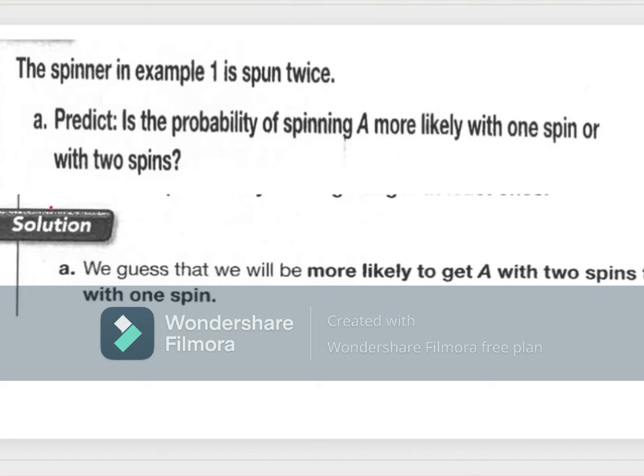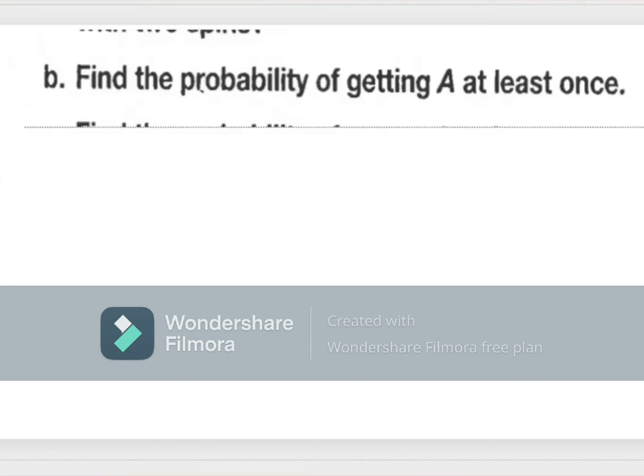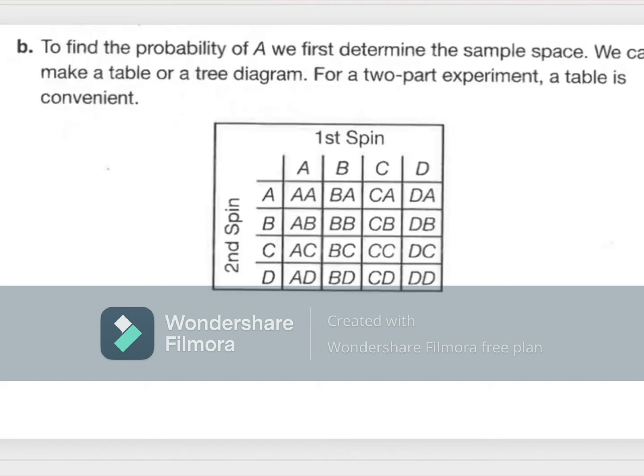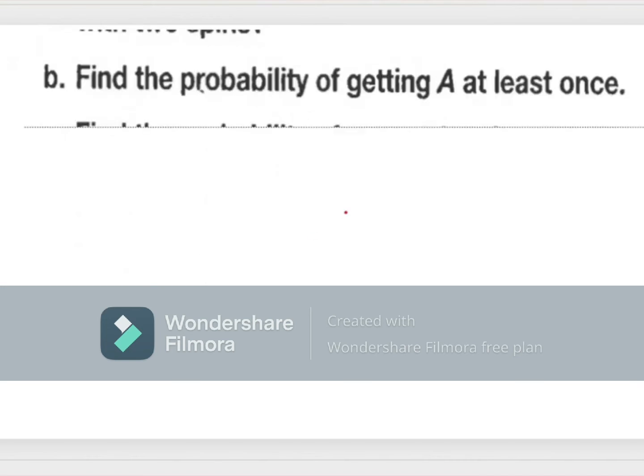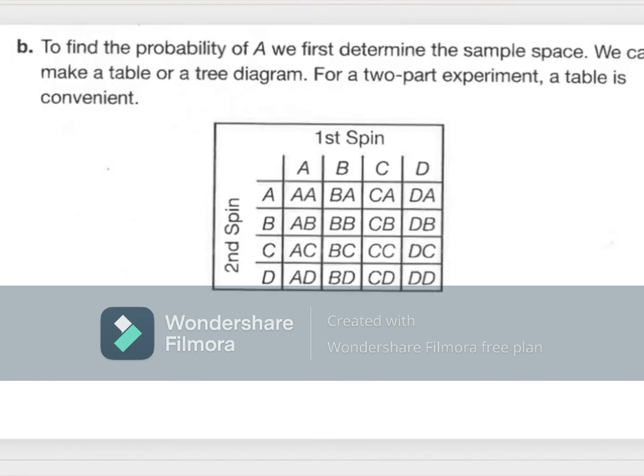the spinner in example 1 is spun twice. Predict, is the probability of spinning A more likely with 1 spin or 2 spins? Okay, well, we just showed that, but I don't think they're really going to show that. We did show it with the 1/4 and the 7/16. Find the probability of getting A at least once. I think they may be going into what we just finished doing. Find the probability of A.